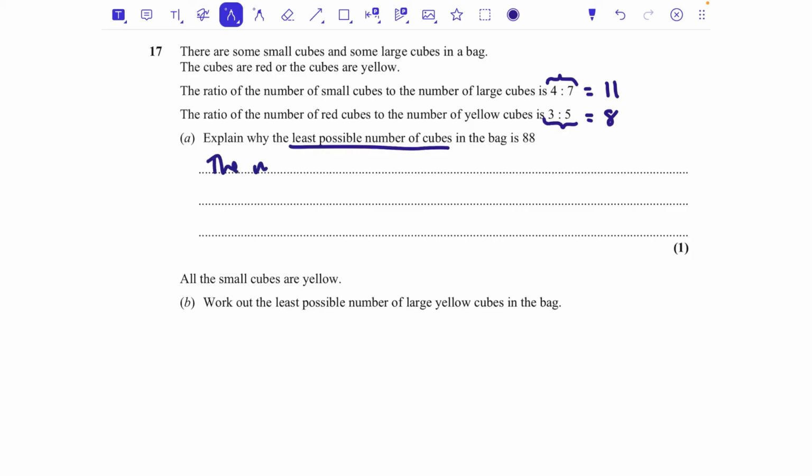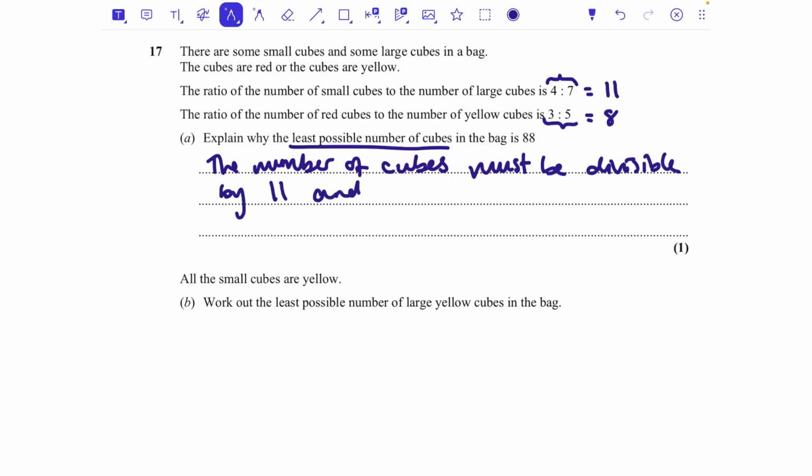So the number of cubes must be divisible by 11 and by 8. 88 is the lowest common multiple of 11 and 8. 88 is the first number in the 11 times table and the 8 times table. There is no smaller number that can be divided by both 11 and 8.